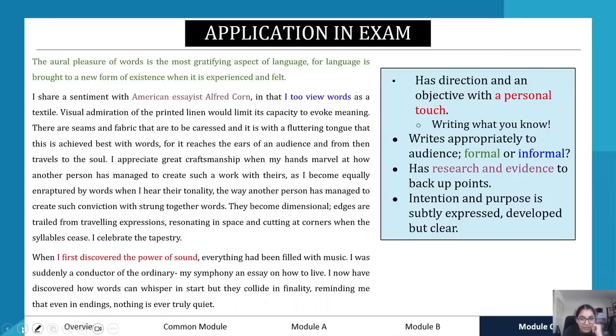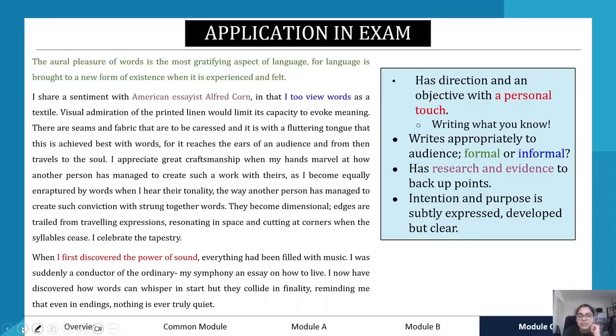There are seams and fabric that are to be caressed, and it is with a fluttering tongue that this is achieved best with words, for it reaches the ears of an audience and from then travels to the soul. I appreciate great craftsmanship when my hands marvel at how another person has managed to create such a work with theirs, as I become equally enraptured by words when I hear the tonality, the way another person has managed to create such a conviction with strung together words. They become dimensional, edges are trailed with traveling expressions, resonating in space and cutting at corners when the syllables cease.